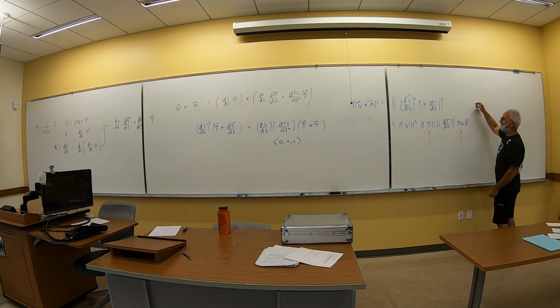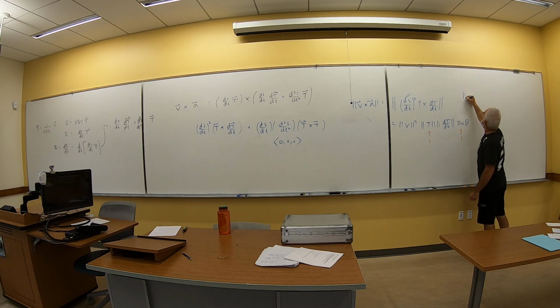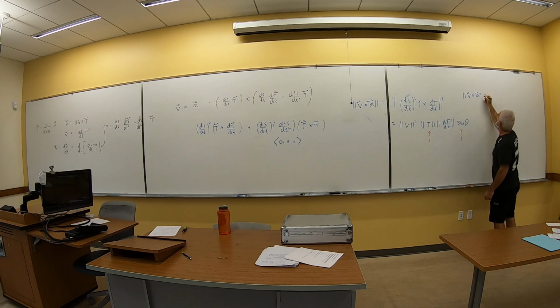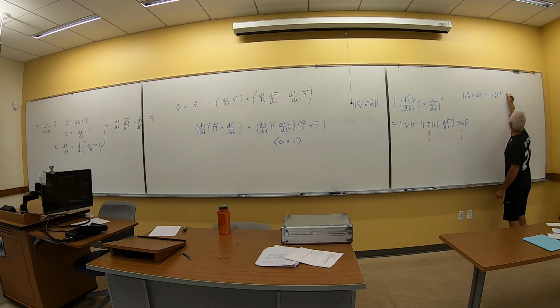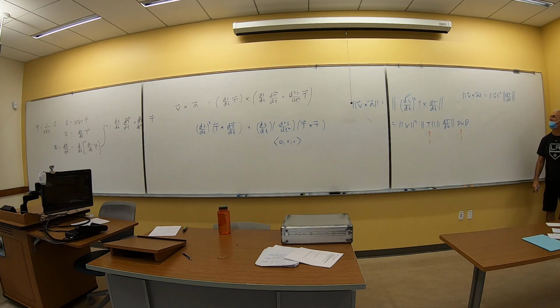So what have I got? At this point in the game, we have the magnitude of V cross A is this times this. Okay?